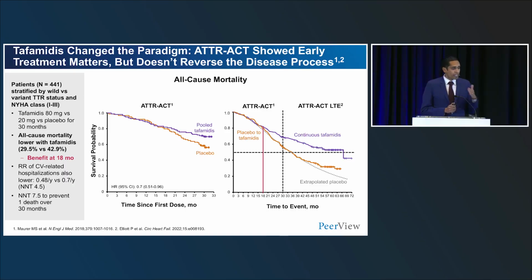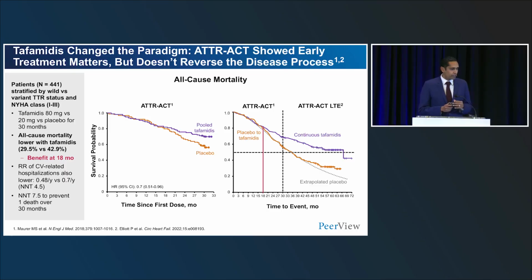They compared 80 milligrams of tafamidis versus 20 milligrams of tafamidis versus placebo in a 2:1:2 ratio. And it was a hit. There was a roughly 13% absolute reduction in mortality. If you think about an absolute reduction of 13%, that corresponds to a number needed to treat of roughly 7 to 8. If you compare that to any GDMT in heart failure, that compares very, very favorably.